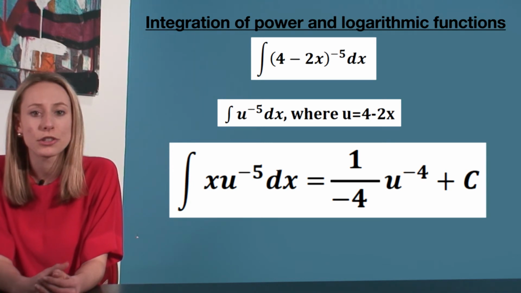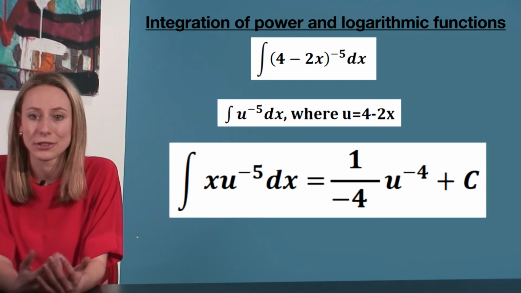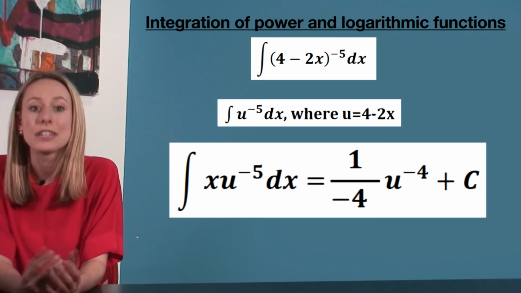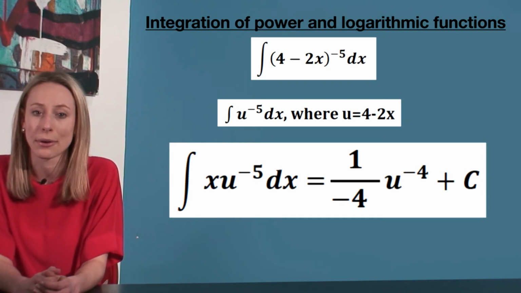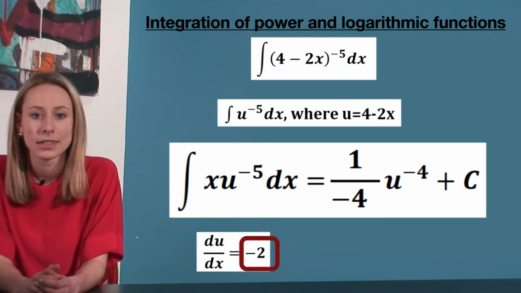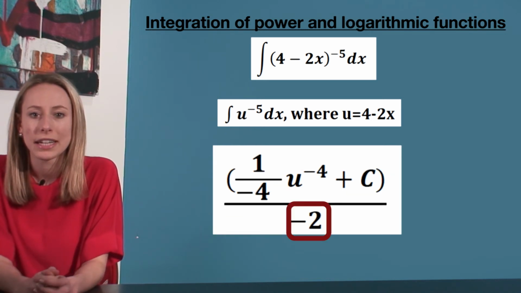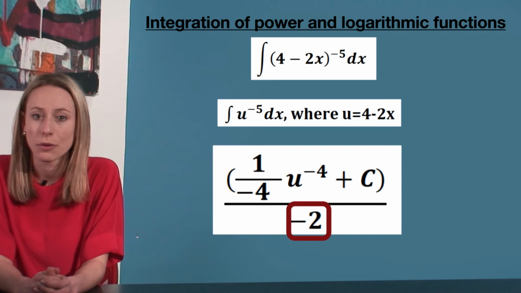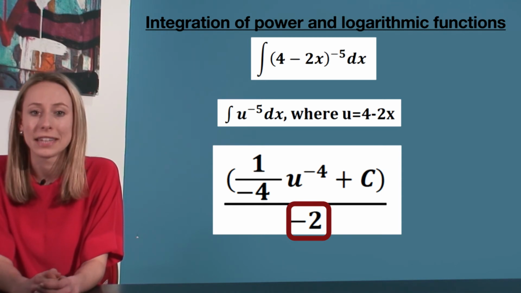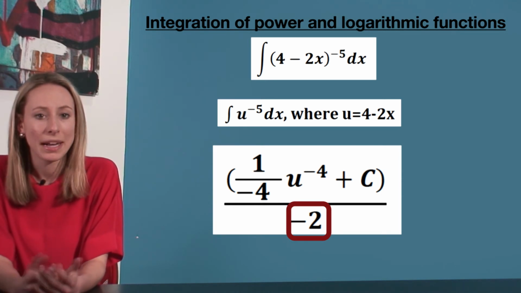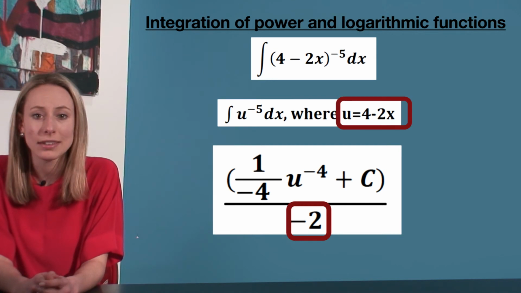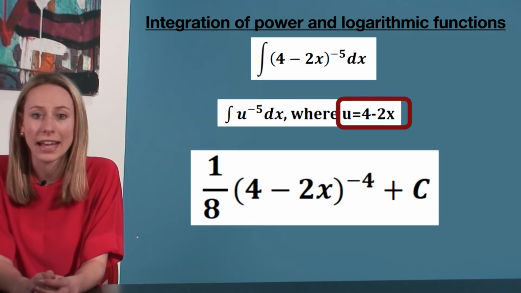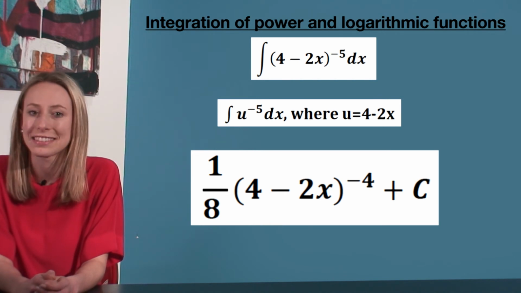We know the chain rule for the derivative will multiply the function by du/dx. So instead, we divide the function by du/dx to calculate the antiderivative. du/dx equals -2. Therefore, our function is now equal to 1 over -4 times u to the -4 plus c, all over -2. Sub back in u equals 4 minus 2x, and this gives us 1 over 8 times (4 take away 2x) all to the power of -4 plus c.